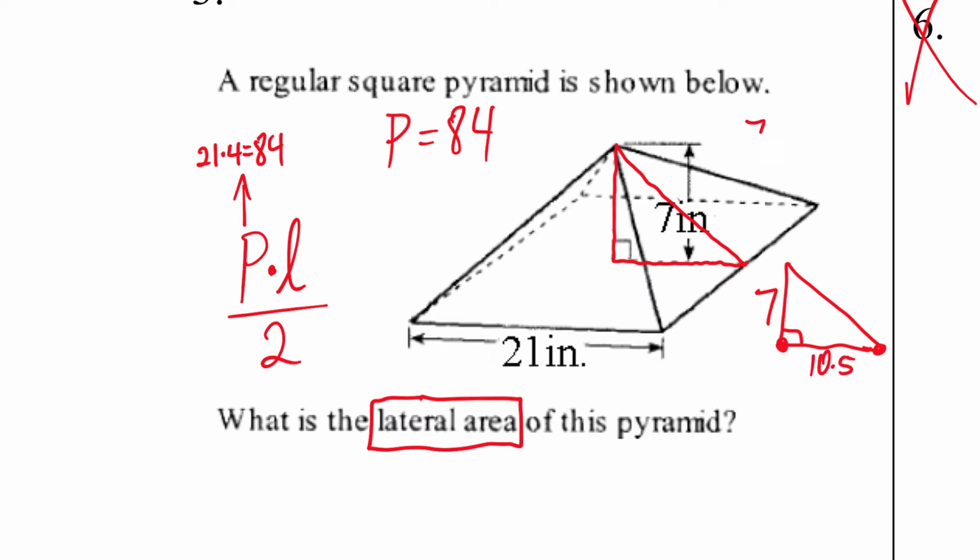So then we're going to do Pythagorean Theorem there. We're going to do 7 squared plus 10.5 squared. If you type that in, you get 12.62. Okay? So that gives you 12.62.